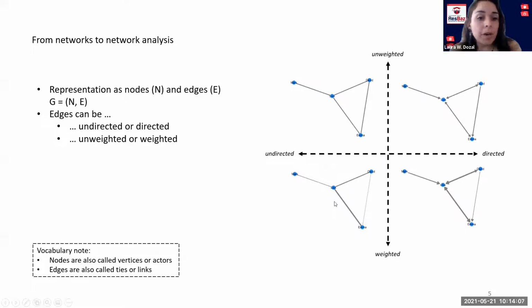And like I said before, in a lot of network analysis, you're going to hear nodes being referred to as vertices or actors, and edges will be referred to as ties or links, depending on the field.